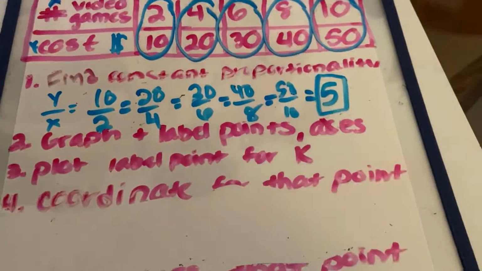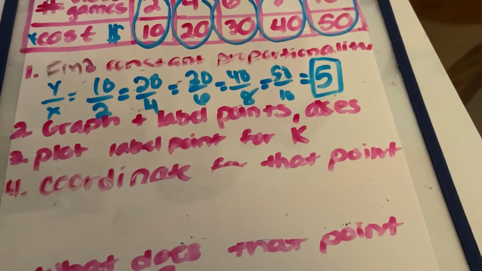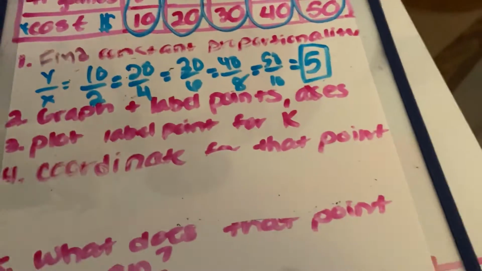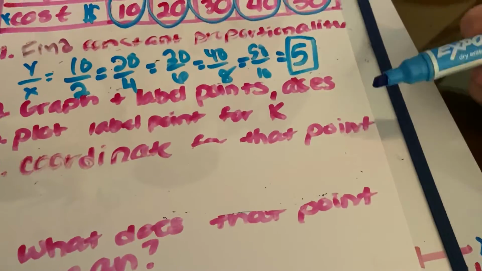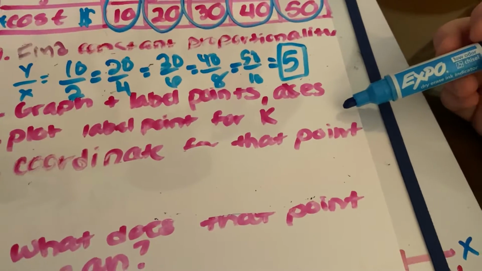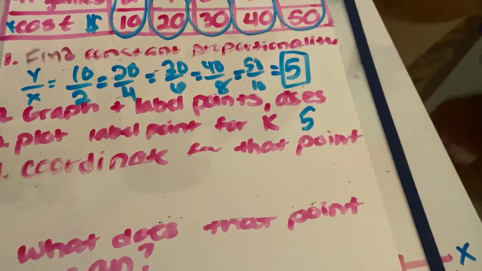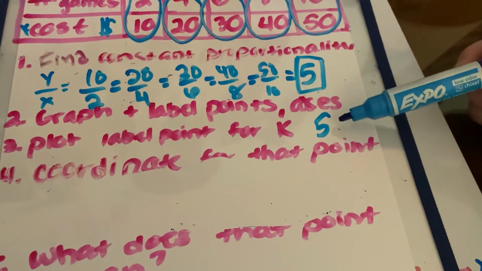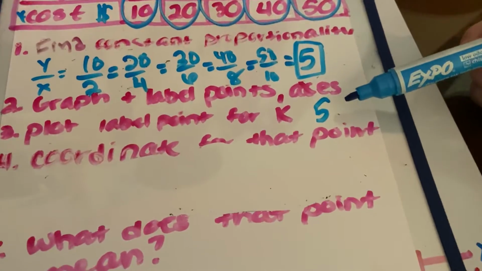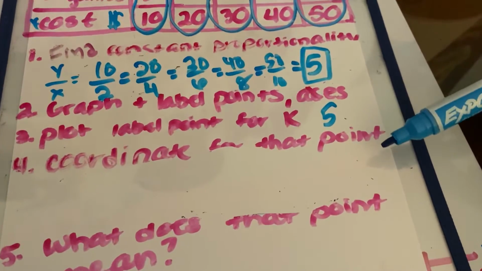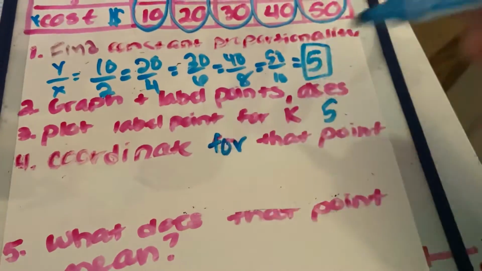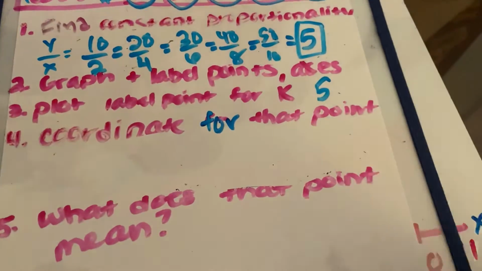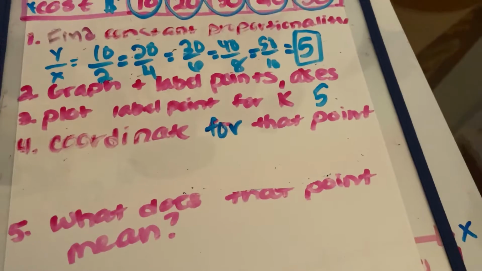Number 3 says plot and label the point for K. Well, K is the constant of proportionality, so on your GoFormative, it will actually say, plot and label the point for the constant of proportionality. And our constant of proportionality was 5. So to answer number 3 and plot that on the graph, I'm actually going to skip down to number 4. I want to talk to you guys about that coordinate point first. It says, what is the coordinate for that point for our constant of proportionality, which is 5?